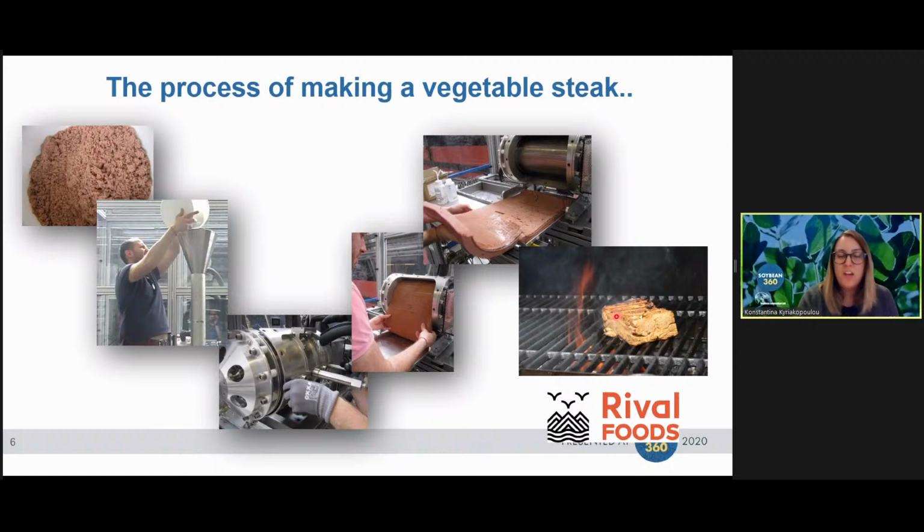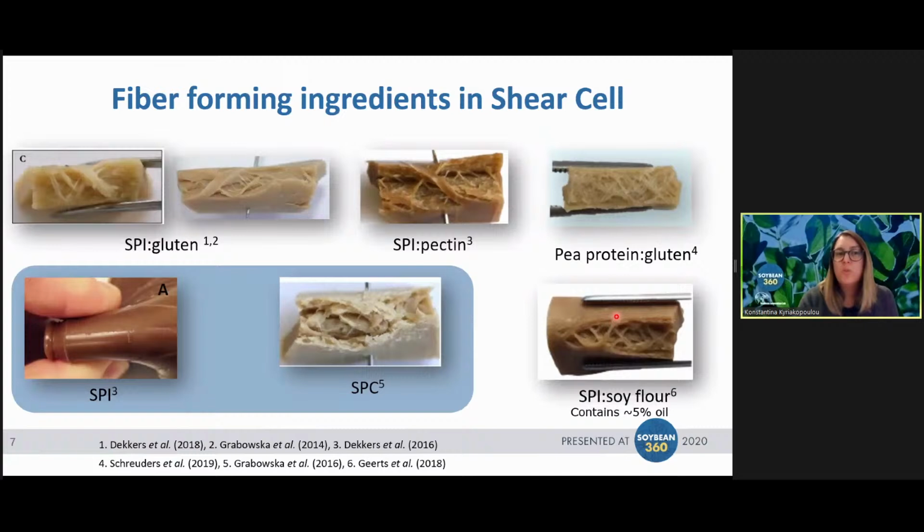We are trying to understand how the ingredients actually behave. And in this slide, I present an overview of the recent research that has been done in our lab. We test different ingredients that are available on the market. So we have the soy protein isolate and gluten, as I showed you before. These pieces are slightly smaller because they are made in the lab scale device that we have. What we see is that a combination of ingredients usually gives a nice fibrous structure and quite a juicy product.